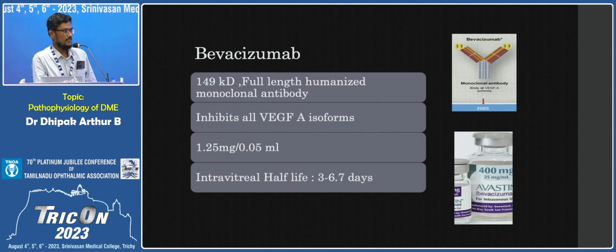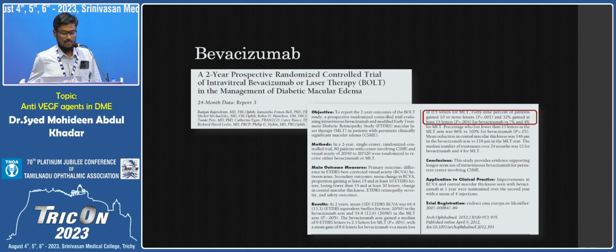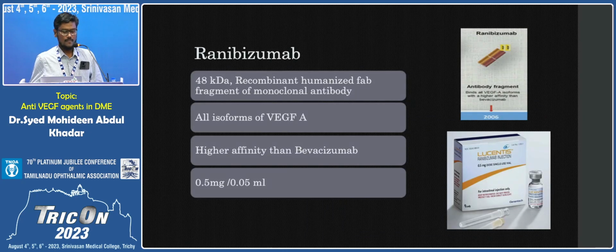Bevacizumab, the poor man's savior, is a full-length humanized monoclonal antibody which inhibits all VEGF isoforms, and it has a half-life of about 7 days. Though used off-label, multiple studies have proven that bevacizumab was effective in reducing the macular edema. It was found that it causes almost 40% improvement in vision, and also causes a very good reduction of macular edema compared to the laser monotherapy.